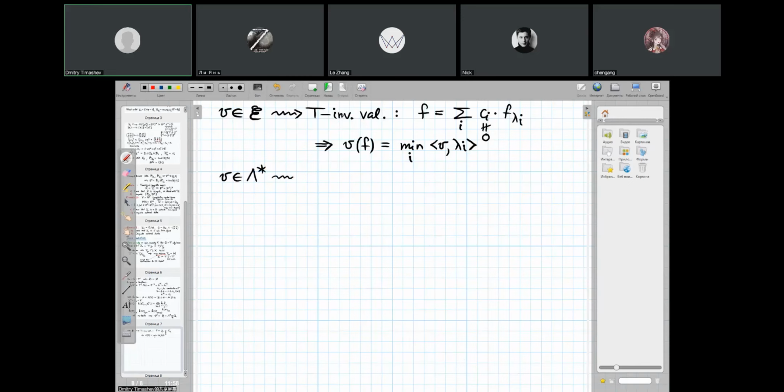then this description of the corresponding valuation can be made more geometric in the following way. Any lattice vector defines a one-parameter subgroup in the torus T.